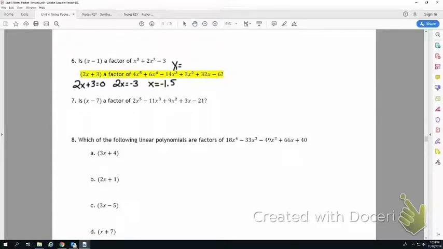Whenever you do that, what is the y value? 0. So is 2x plus 3 a factor of that? Yes.